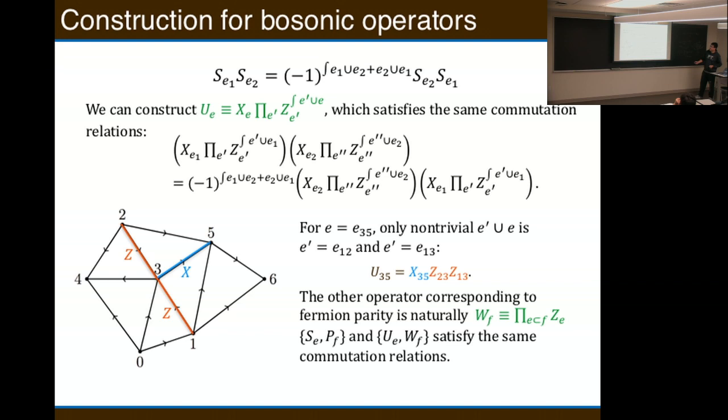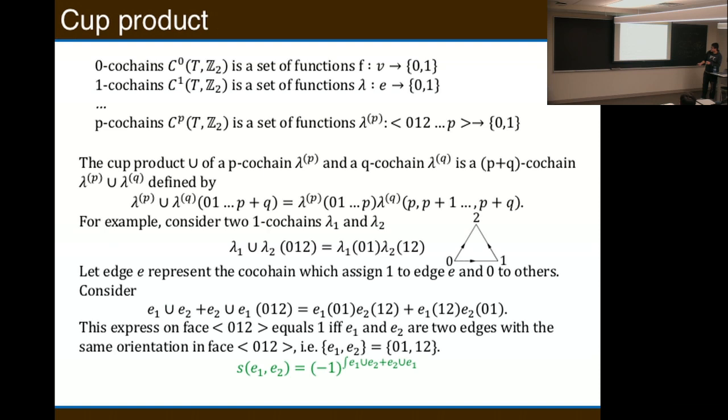Just to make sure that I understood. So you said if E1 and E2 are edges sharing a face, and that E1 cup E2 integral expression should be 1, right? Yeah. But then E2 and E1 should also be 1. Should be 0. Because the cup product depends on direction. So the cup product is 0,1 times 1,2. If you rearrange these two edges, this will become 0.